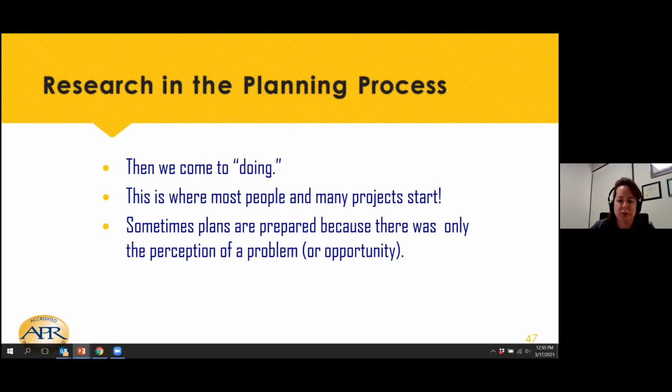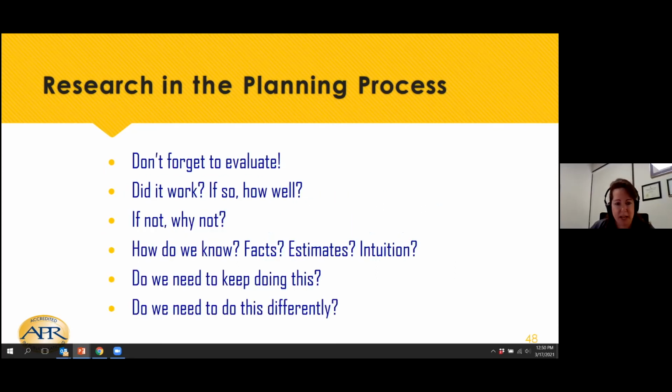So sometimes plans are prepared because there was only the perception of a problem or opportunity, but your research helps you determine, in fact, what that problem or opportunity is. It kind of helps you dig down past the symptoms to the actual problem. And in the end, always remembering to evaluate, did it work well? If so, how well? If not, why not? How do you know? Facts, estimates, intuition. Do you need to keep doing things? Do you need to do things differently?